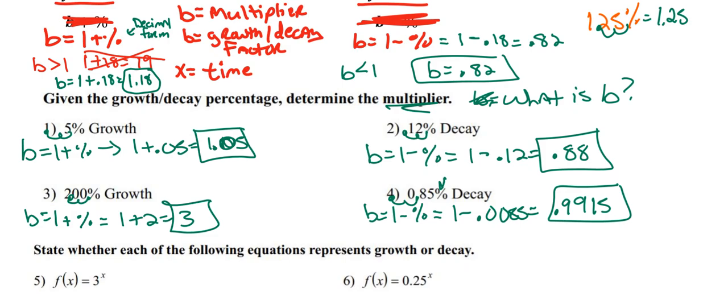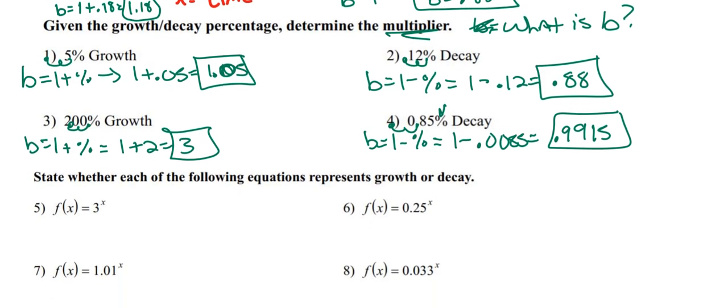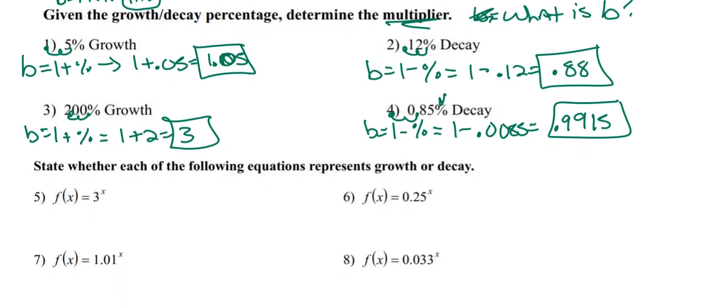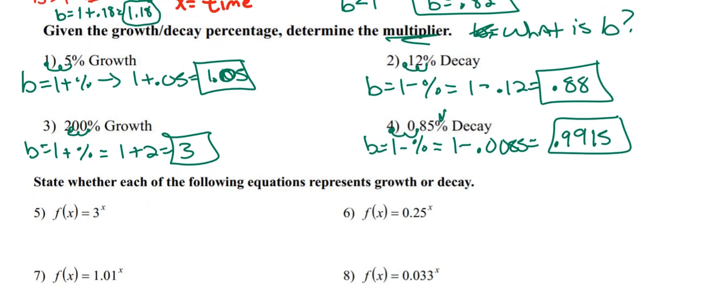All right, so let's go to the next group of questions. Now, for this next group of questions, it's just asking you, based on the equation, do we have growth or do we have decay? So the key thing to keep in mind, the thing that'll be able to determine this for us is the b. If b is greater than 1, it's growth. And if b is less than 1, it's decay.